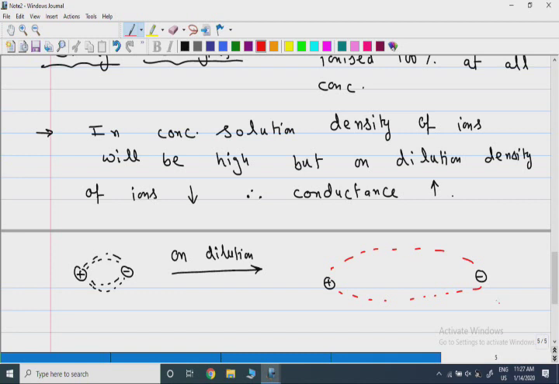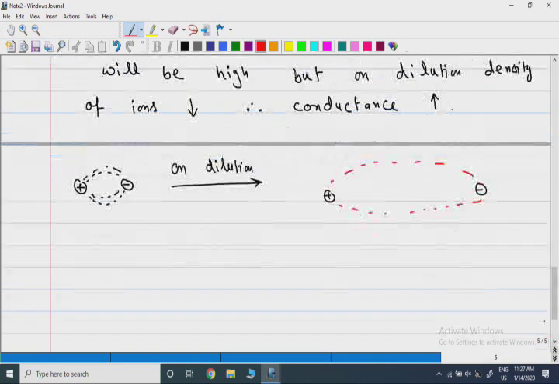Okay, everyone. So let's move on to the next part. Number 2 is conductivity, which is kappa.